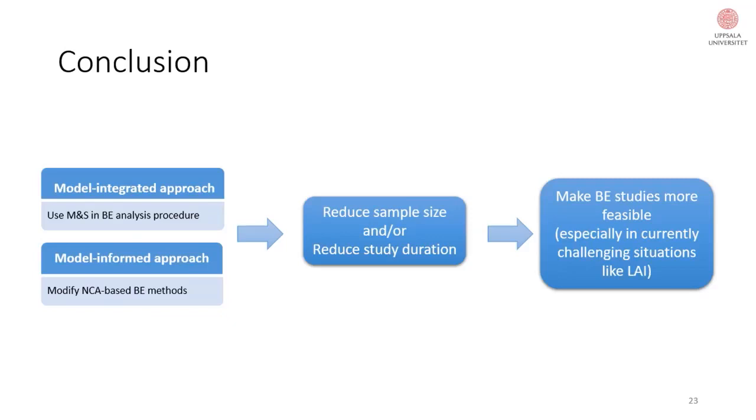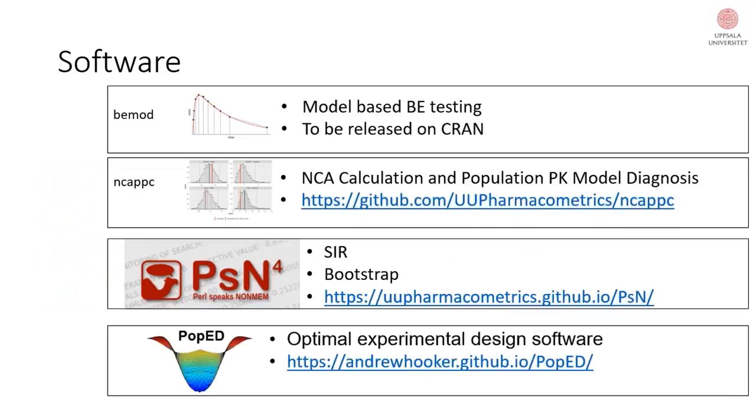And this may be especially the case in currently challenging situations like long-acting injectables. So we have two papers coming out that will be talking about a specific situation, paliperidone with schizophrenia, and how these two methods can be improved with a switch study in those situations. They'll be coming out in the next few weeks or so. We also have a software package that will be released on CRAN that will enable you to do this model-based bioequivalence using R and some additional tools.